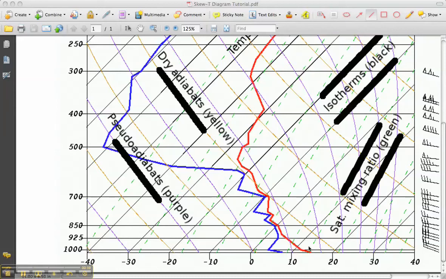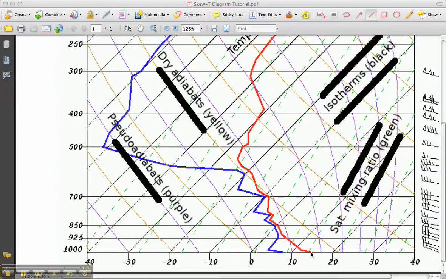Now, to do this, we need to start off and take an air parcel. So we're talking about two separate processes here: the environmental temperature, the temperature of the atmosphere, and looking at the temperature of a single air parcel. Again, we talked about this in the stability video. If you have any questions about that, I encourage you to go back and review that particular module.